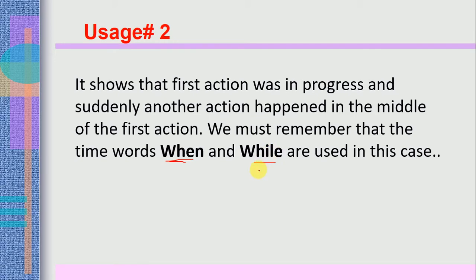So while is used with past continuous tense. Okay, so it means that after while we use past continuous tense. And what do you say when is used with? Simple past tense.